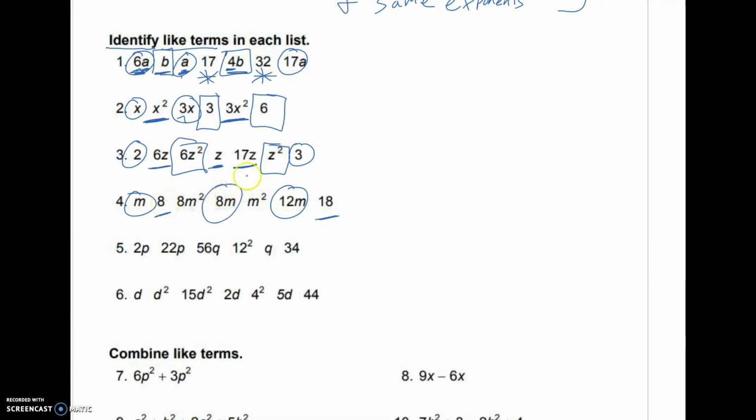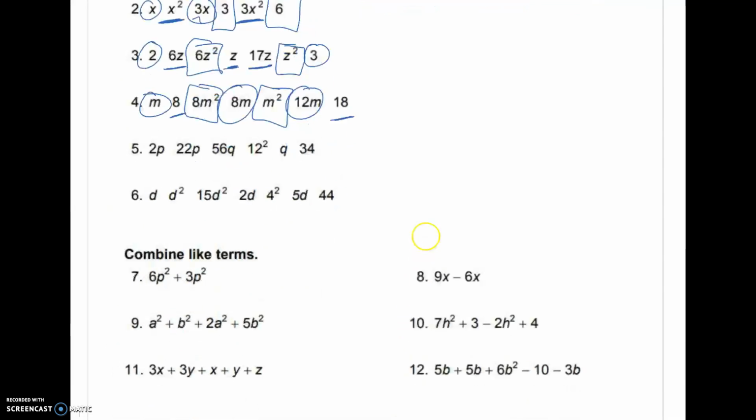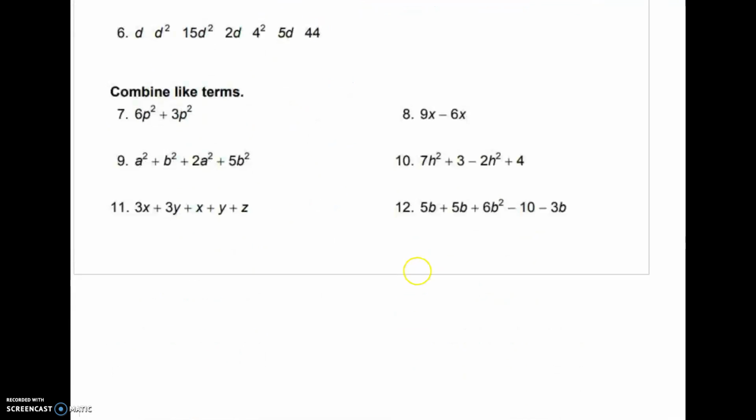Oh, missed something. Look, 8m, here we go. It fits in with m and 12m, okay, like terms. One variable, one exponent. And then 8m squared, variable, exponent of 2. M squared, same variable, same exponent. All right, let's stop there, and then let's actually go down here to get some different kind of work done.